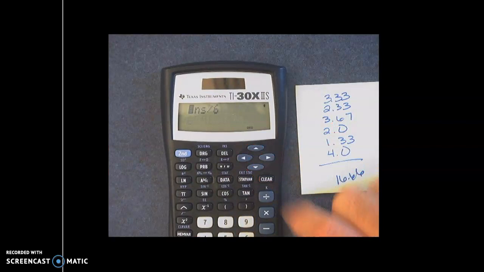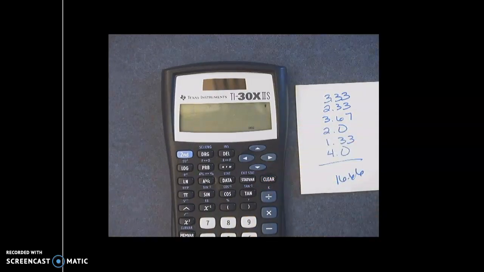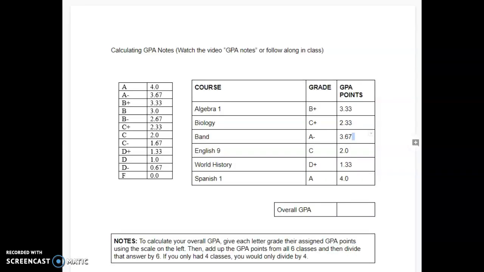And so that's what you've got to do. Add them all up, get your answer, whatever that is, 16.66 in this case, and divide it by 6. Now we divided by 6 because there were 6 classes. If there were only 5 classes, you would divide by 5. And so when we look at, going back to our recording where it says overall GPA, that's where we got that 2.777.